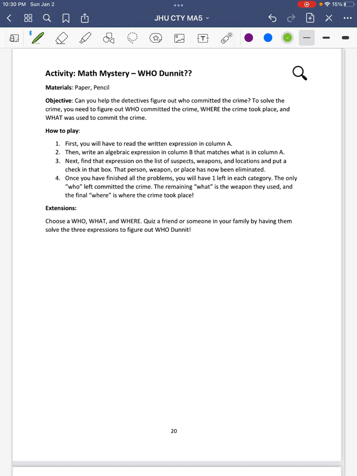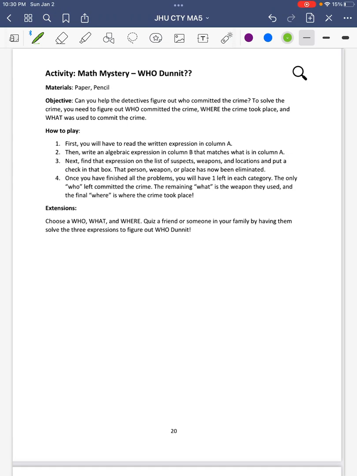So, the objective says, can you help the detectives figure out who committed the crime? To solve the crime, you need to figure out who committed the crime, where the crime took place, and what was used to commit the crime. So kind of like a math Clue. If you've ever played the game Clue, you have to figure out who did it, where they did it, and what was used to do it.